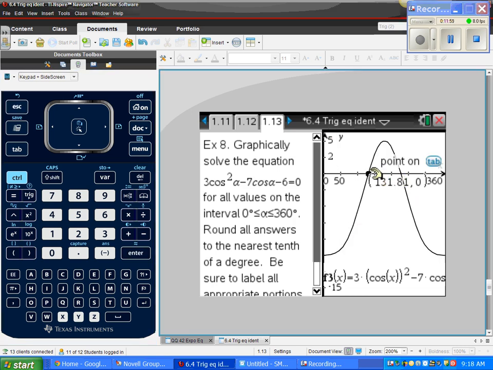My first 0 is 131.8, and my second 0 is 228.2. We good?